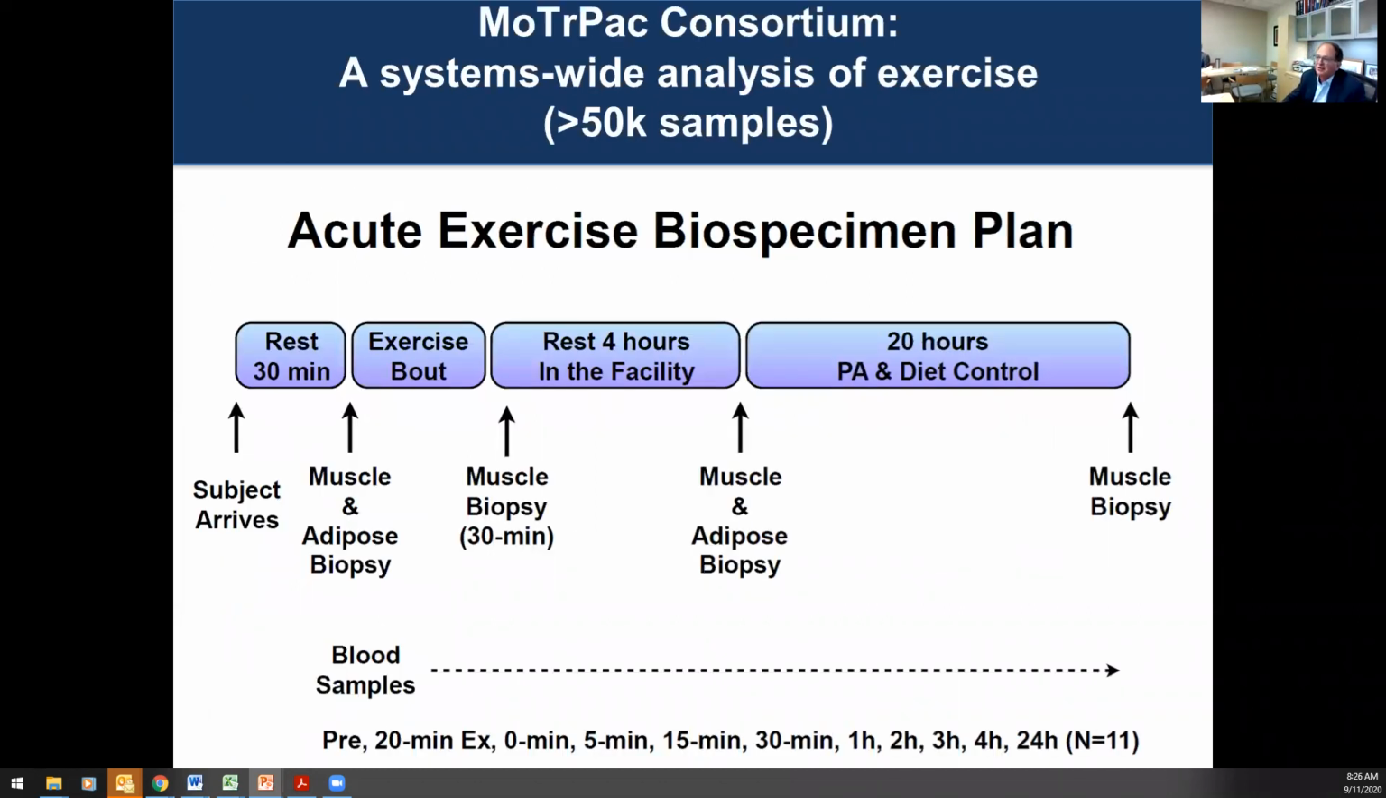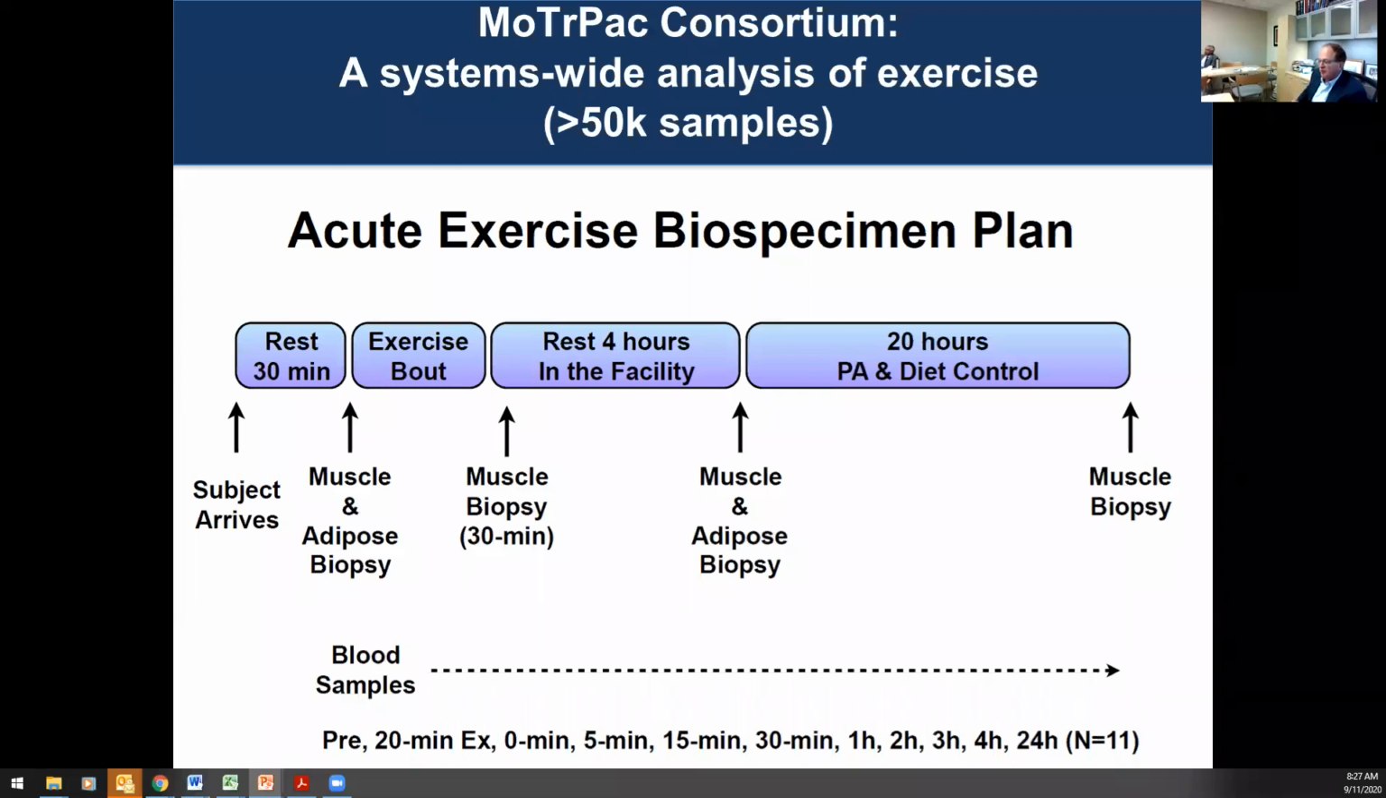What I'm here to highlight, though, is how deeply phenotyped these individuals really are. So I told you that there are these 2 cardiopulmonary exercise tests that are being done. A subject arrives, they rest for 30 minutes, they get their first muscle biopsy, then they exercise to peak, then they have another muscle biopsy. The 4-hour muscle biopsy was stopped, because of, shall we say, some feedback from the participants, as you can imagine. But now there continues to be a day following muscle biopsy as well.